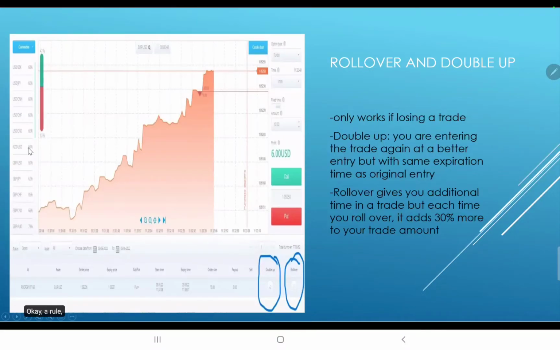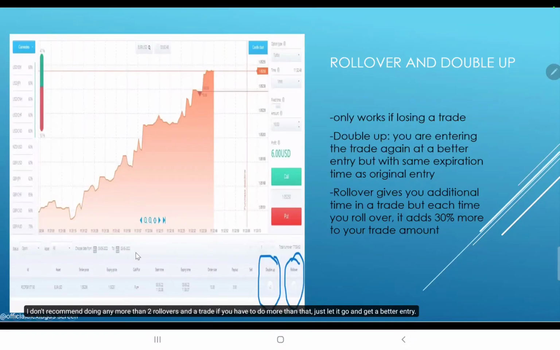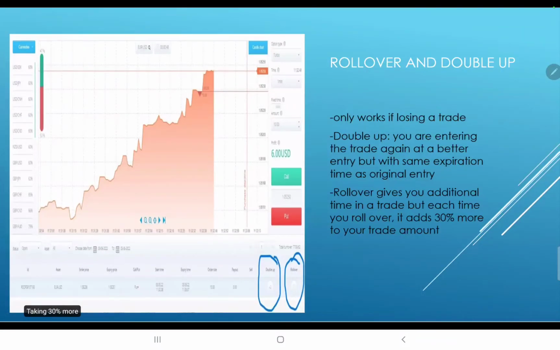A rollover is where you believe you just need a little bit more time for that trade to play out, so you'll roll it over. I don't recommend doing any more than 2 rollovers in a trade. If you have to do more than that, just let it go and get a better entry, because when you keep rolling over, it adds to your trade amount. Every time you roll over, it's taking 30% more of your trade. So say I go in for $10, I roll over once, it adds 30% more, so now you're in for a $13 trade. The first rollover, I believe you get double your time, and then the second rollover, you only get 30% of your time. Does that make sense? Each time you roll over, it's adding another 30%.